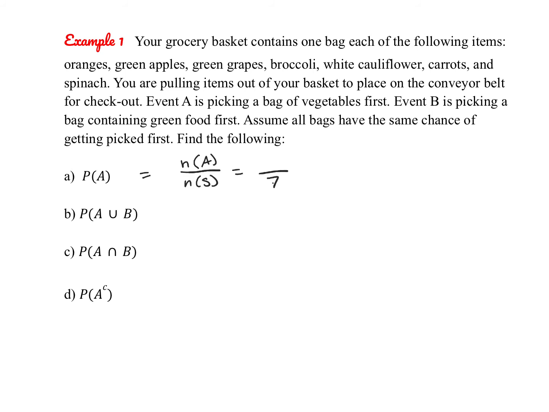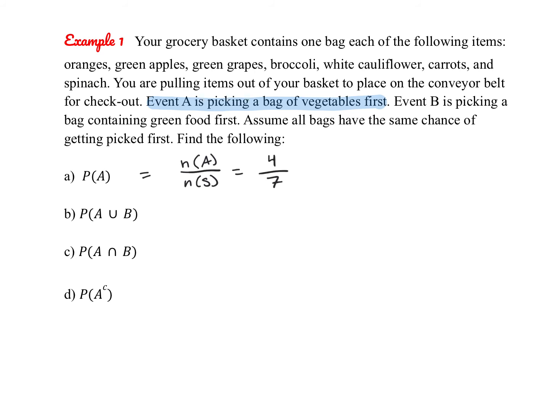Well, we know the total number of outcomes is 7 because there's 7 bags to pick from. Again, event A is picking vegetables first. So if you count how many of these are vegetables, well, we have broccoli, cauliflower, carrots, and spinach. So that would be 4 outcomes.